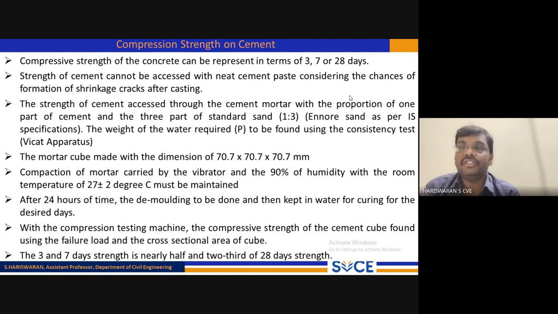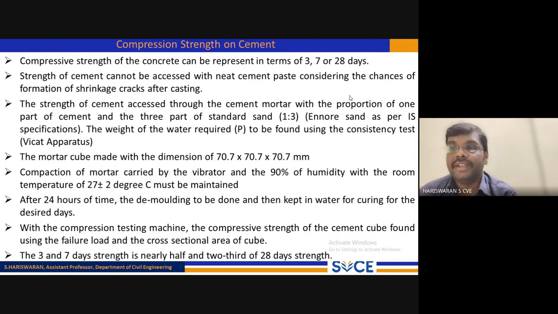So instead of waiting for 28 days, I can undergo testing in 3 days or 7 days. This is the way to find the compression strength of cement. Just like that, we can't say, because it also depends on where we are doing it, at what temperature, what type of water we are using, what is the pH of the water, what is the humidity. Everything plays a major role.